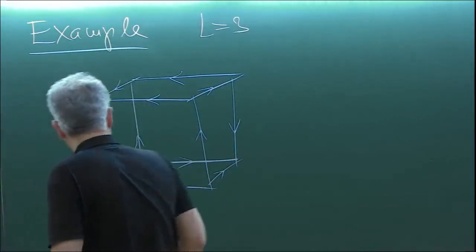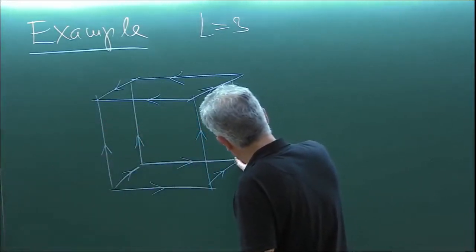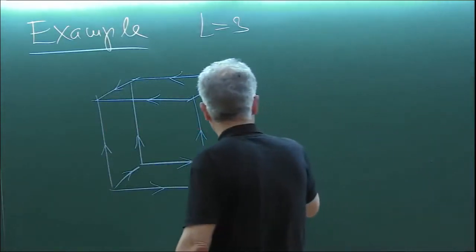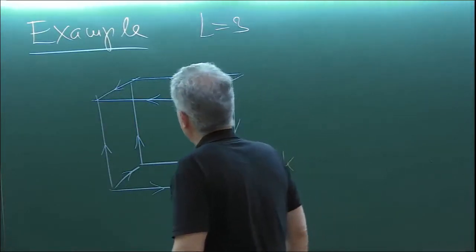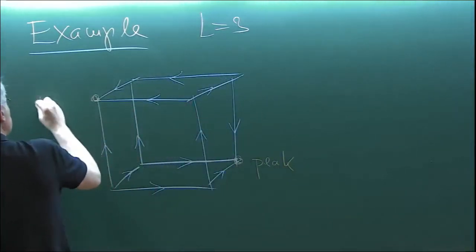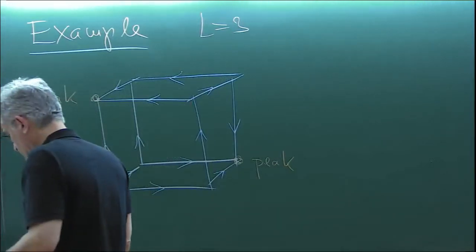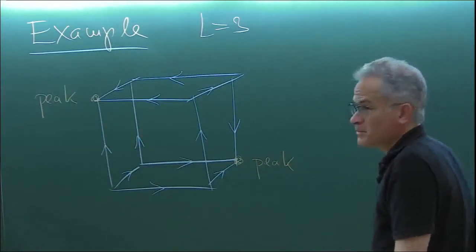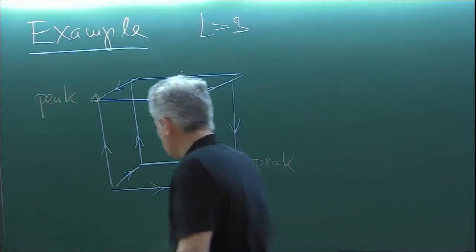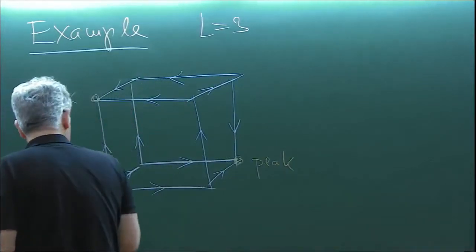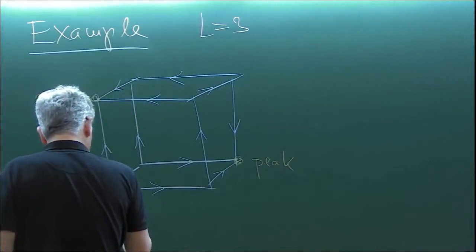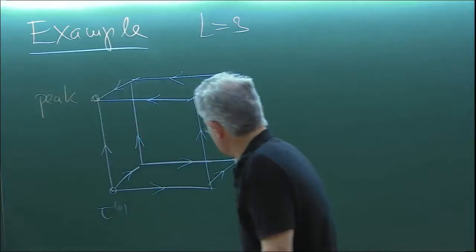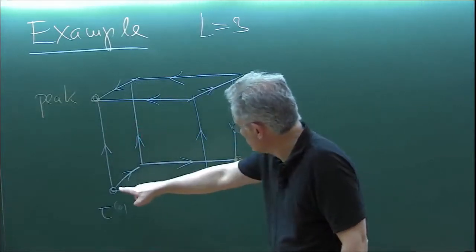Okay, so we have a couple of peaks here. This is, for example, a peak, right? Because all the arrows are coming in. This is another peak. And now, for example, one example of an accessible path. Let's say this is our starting point. So let's say we look at paths that start here. So this is tau zero. Then, for example, I could get to this peak by going here and here.